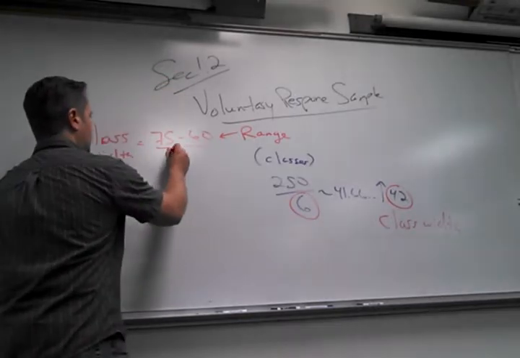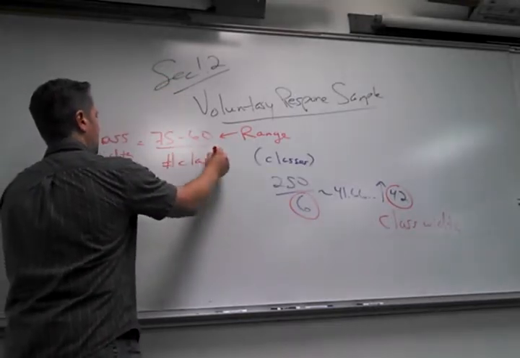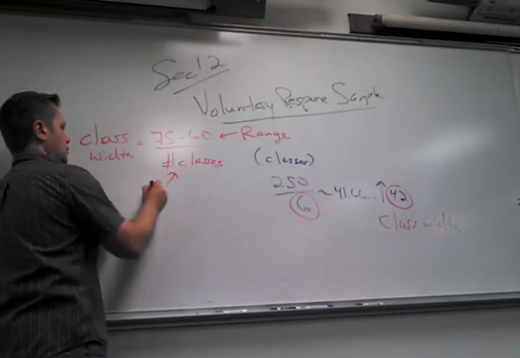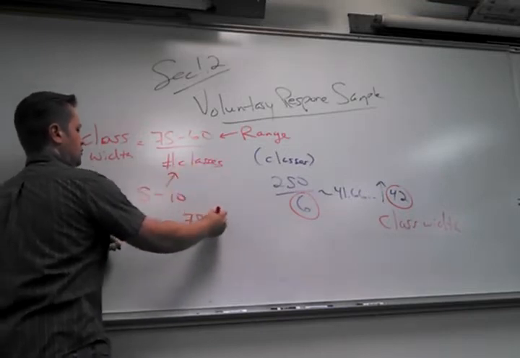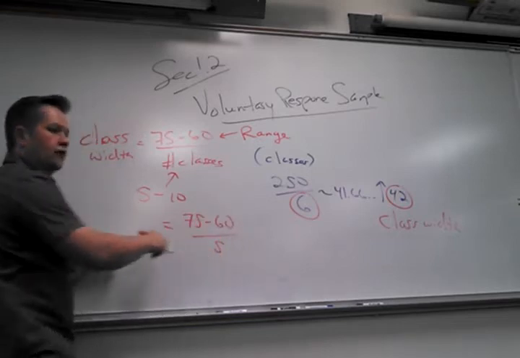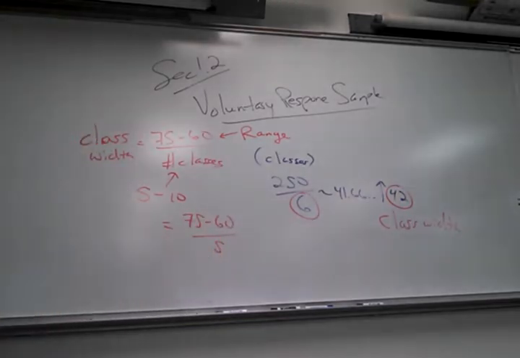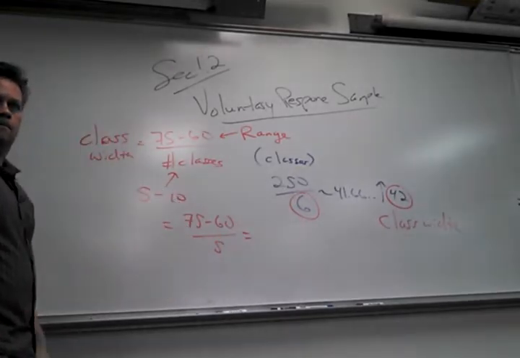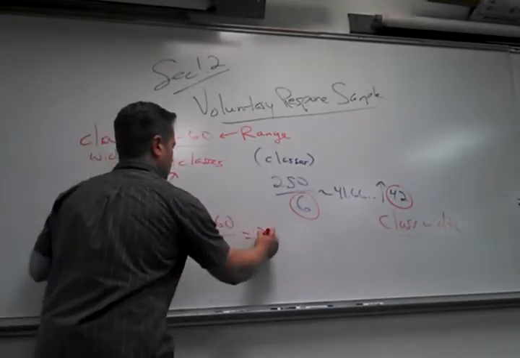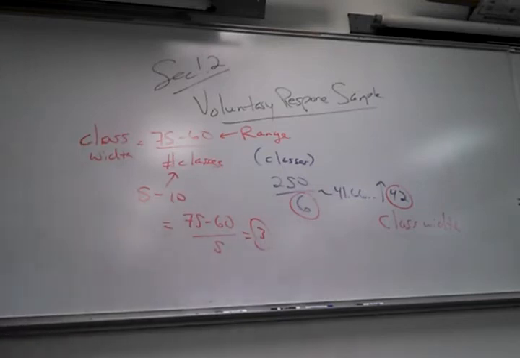So the number of classes would go there. This is normally from 5 to 10. So let's use 5. So I got 75 minus 60. We'll use 5 classes here. So what's that come out to be? 3. Correct. Cool.